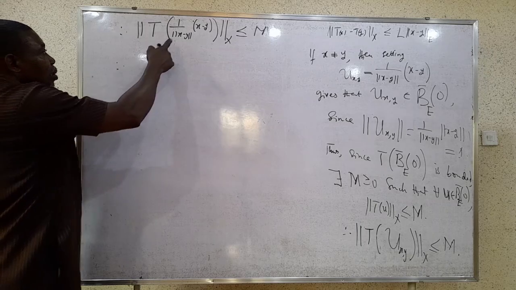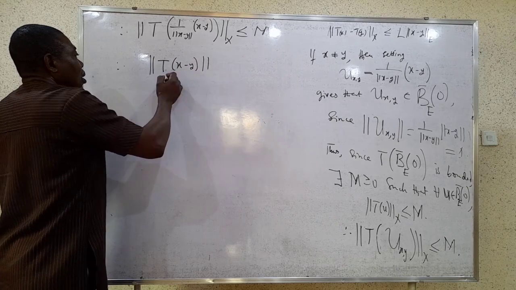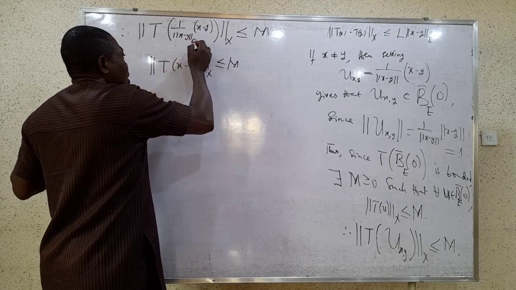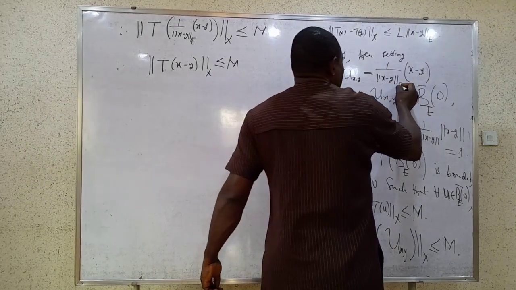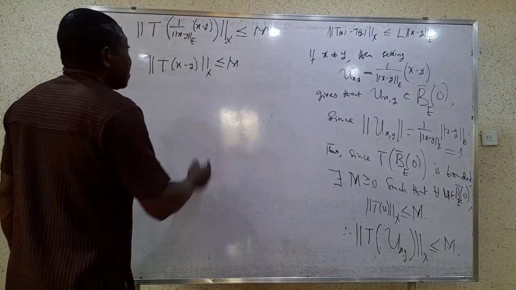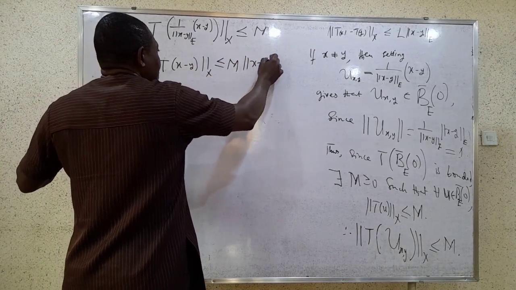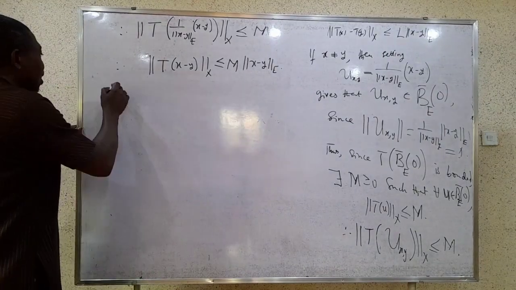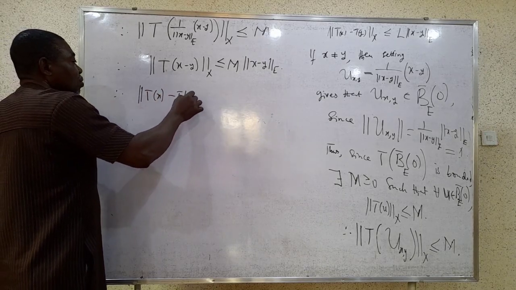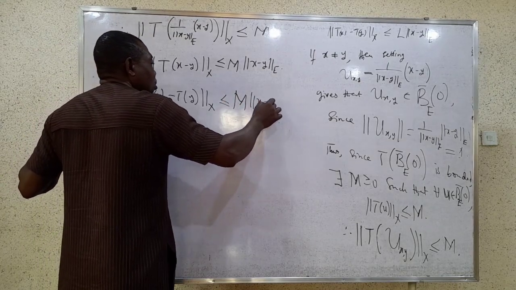And therefore, what do I have? I have that norm of T of x minus y, times 1 over norm of x minus y, is less than or equal to M. Are you with me? Yes. So that will be less than or equal to M. This will come out, and by the time you write it, you get norm of x minus y. And this further means by linearity of T that norm of T of x minus T of y is less or equal to M norm of x minus y.